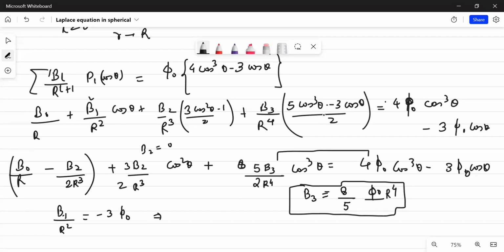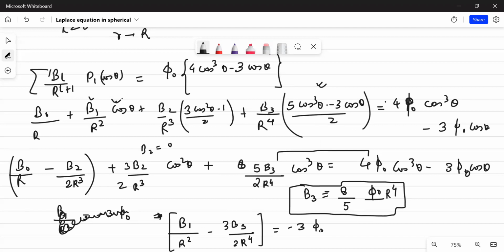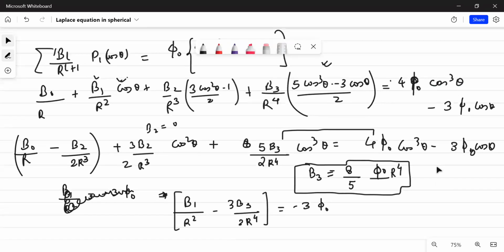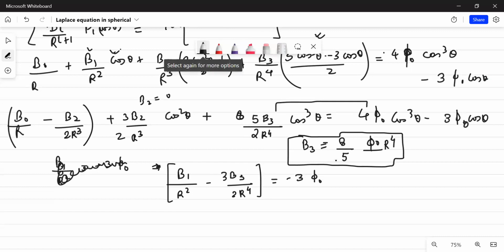Okay. There is another component here, like cos linear terms. Sorry, there are two linear terms. One linear term is here. Another linear term is here. So you have two linear terms. So B1 upon r square minus 3B3 upon 2 r raised to power 4, all this term is equal to minus 3 phi naught. Is that clear? Because here is also a linear term. Don't forget about it. And this B3 is not going to 0 because you have a cos cube term there. So keep this in mind, otherwise you get a wrong answer. Okay, so let's see what we can do.